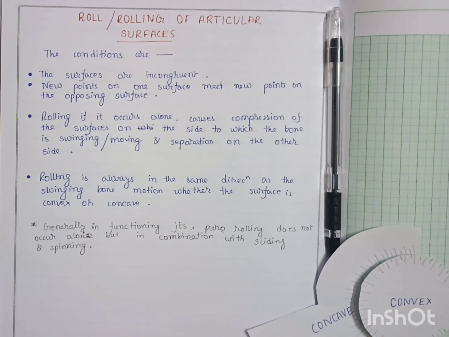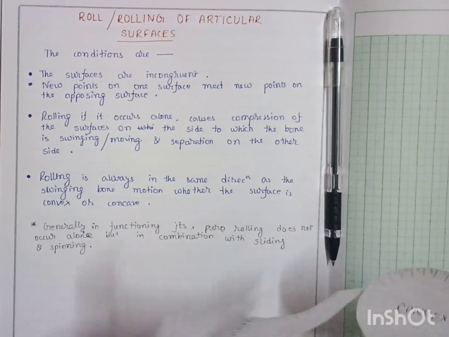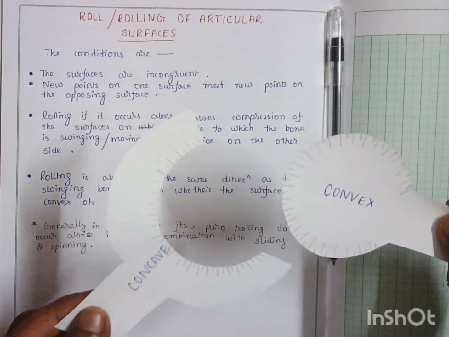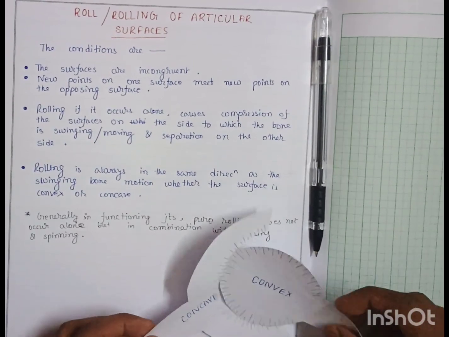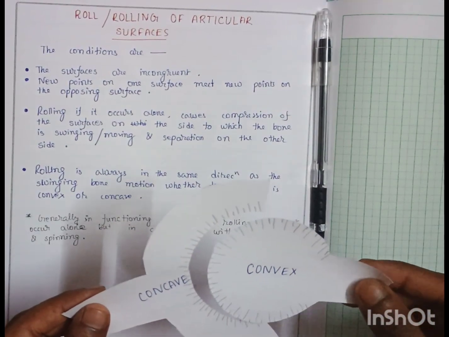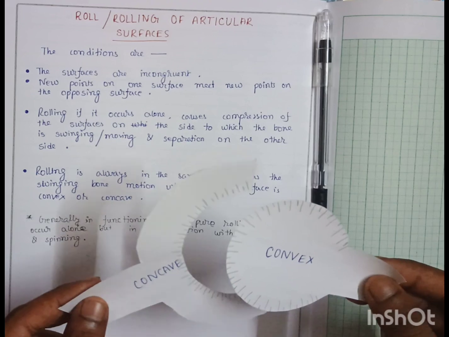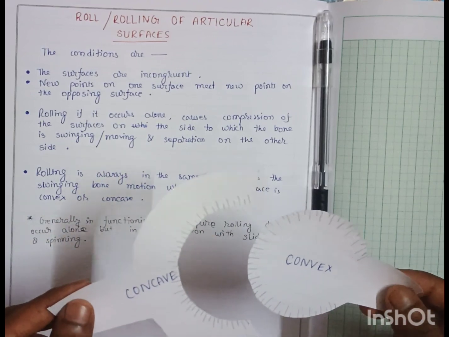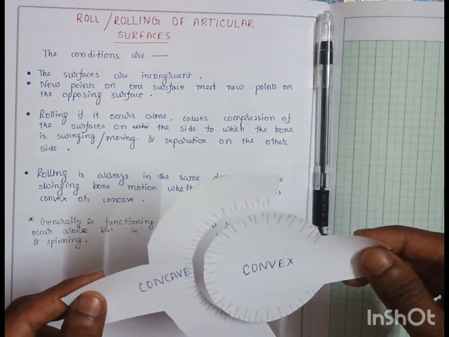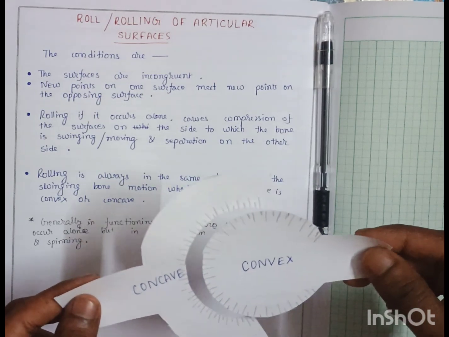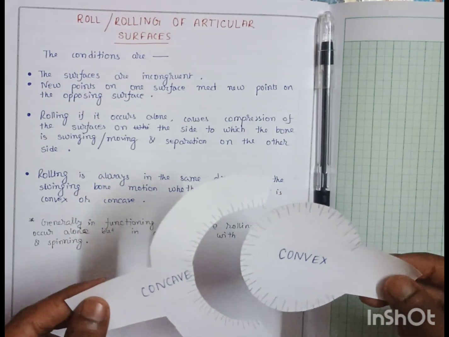So there are basically some conditions on the basis of which we can say that rolling movement is occurring in any joint. First, the joint surfaces must be incongruent, meaning that one surface must be convex and the other surface must be concave. The second condition is that while rolling movement occurs, a new point of one surface needs to meet a new point of the other surface. It means that both surfaces need to move at the same time. It is not that one surface moves and the other surface keeps still.